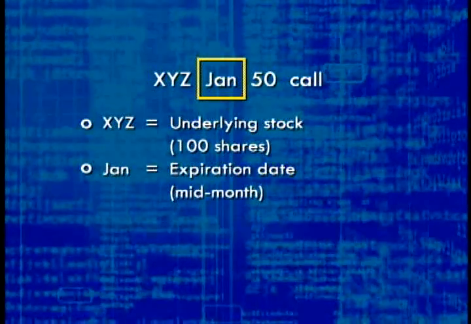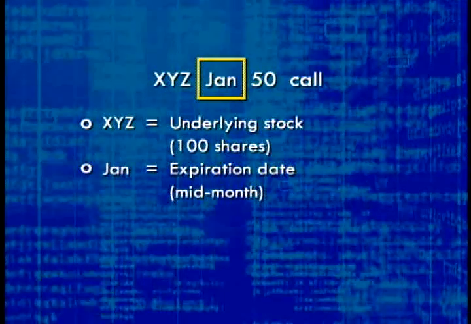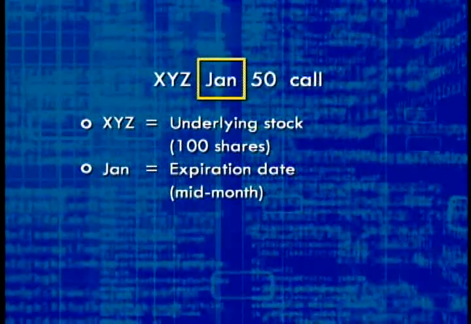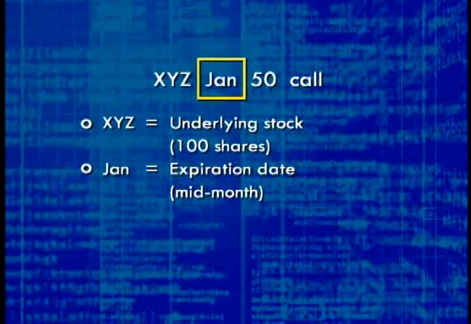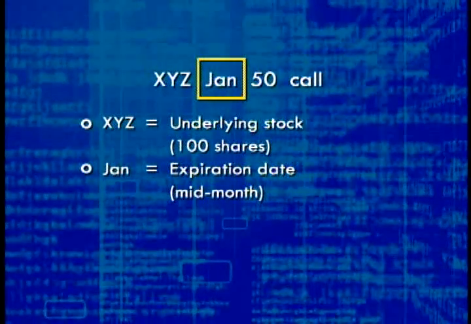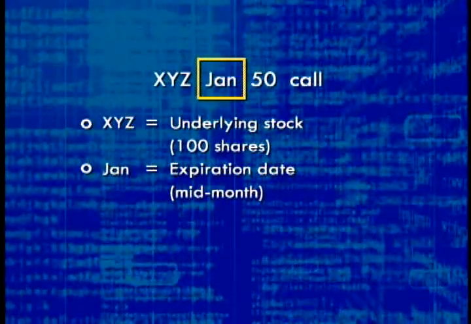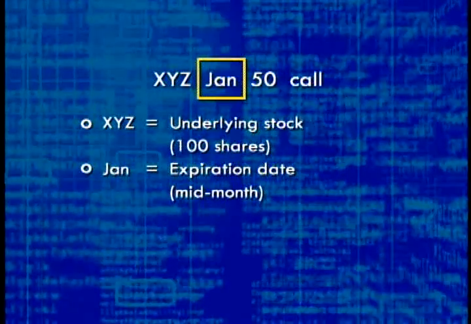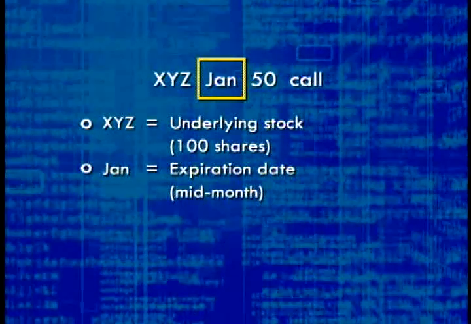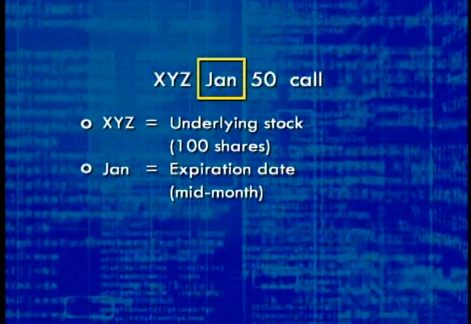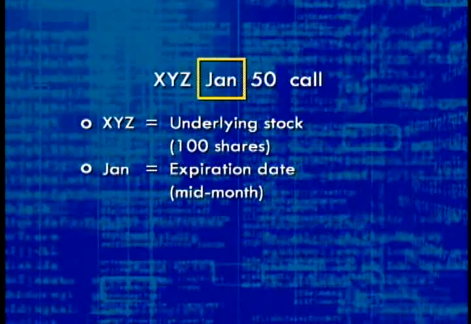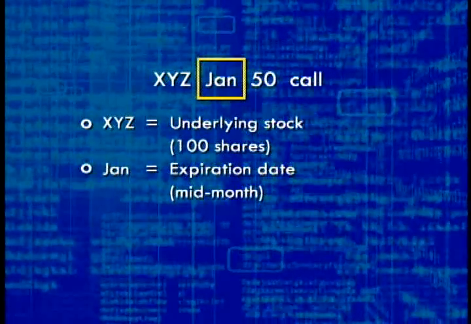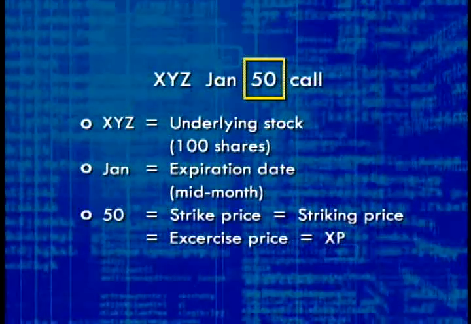The next component is a date. And notice it says January. That's the expiration date. As of the expiration date, this contract would be null and void, and the person who owned the call would no longer have the right to buy the stock. So you have to use this right if you choose to do so before this expiration date. Now, the actual expiration date is a detail that you should learn from reading your manual. We won't go into those details here, but suffice it to say that this expiration date is about the middle of the month. The third feature of the contract is a price, in this case, 50.